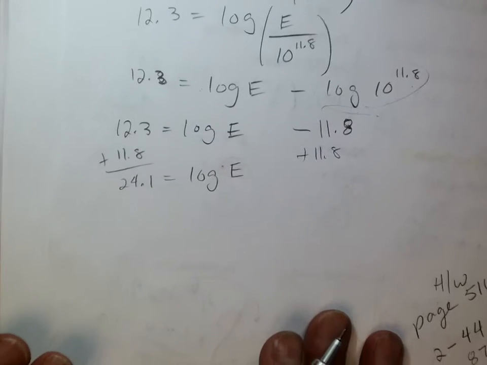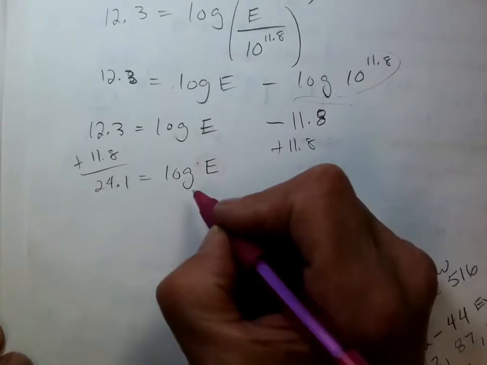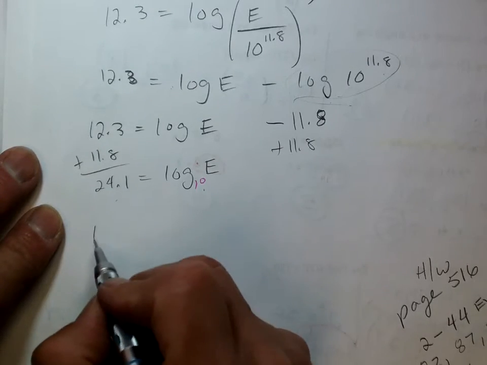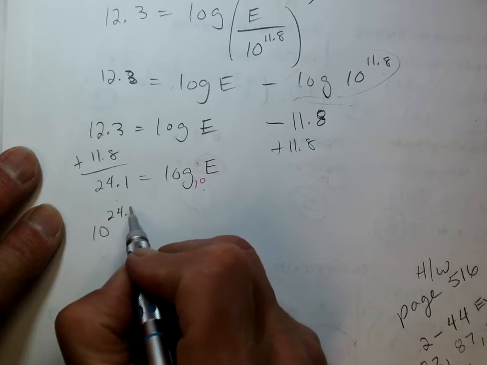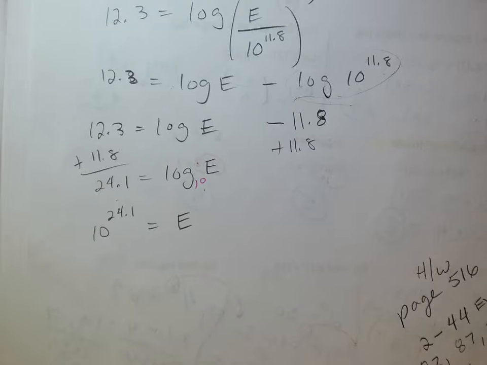Okay, now let's apply this rule. Let's take it from log form to exponential form. Now what's my invisible base? We agreed, my invisible base is 10. So now we're going to go 10 to the 24.1 equals E. How much energy does it take to make an earthquake? That is a very big number. I'm not even going to put that number in my calculator because it won't take it.